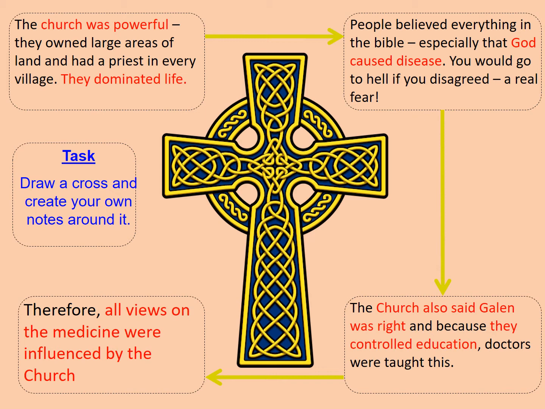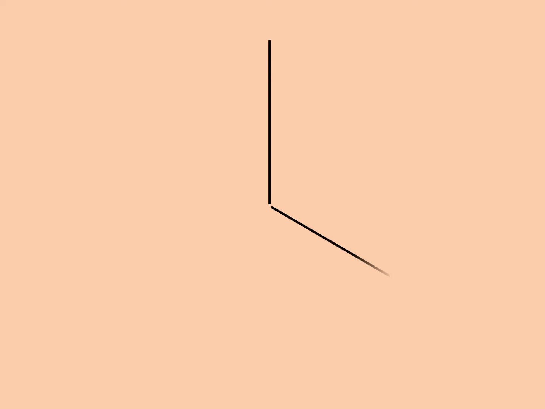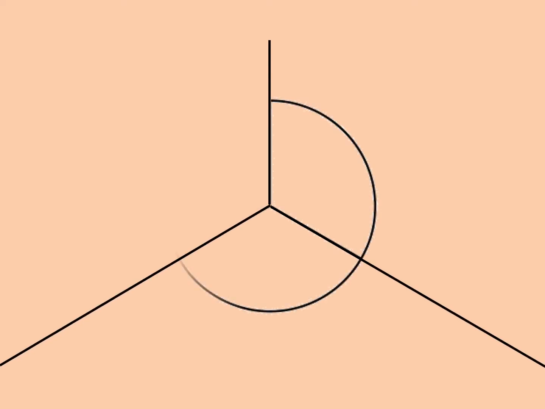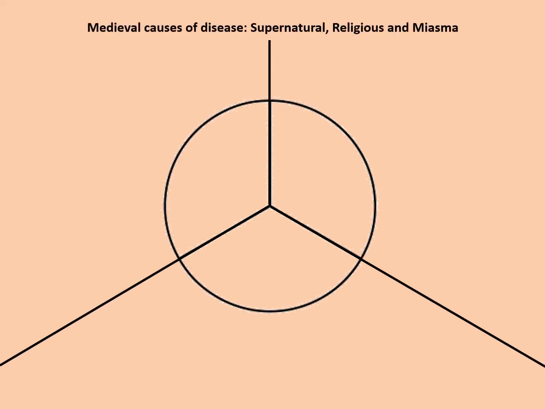Done? Well, let's look in more detail at religious and supernatural theories of disease. On a piece of paper or on your computer, create a diagram like this. There is a reason why it looks like this. It shows different sections that we're going to be working on. The heading it should carry is Medieval Causes of Disease: Supernatural, Religious and Miasma. If you don't know what miasma is, you soon will.